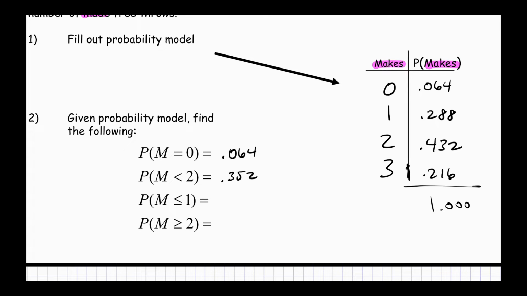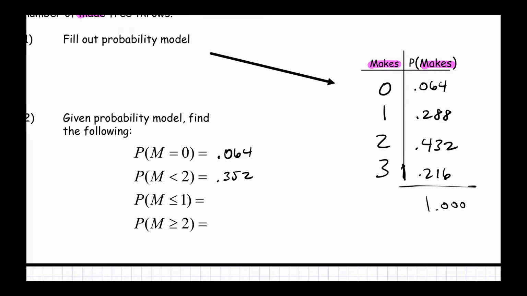Less than or equal to 1. Which ones are those? 0 and 1, the same ones. So it's the same probability, a different way of asking the same question. Greater than or equal to 2: that's 2 and 3. I add those up and get 0.648.